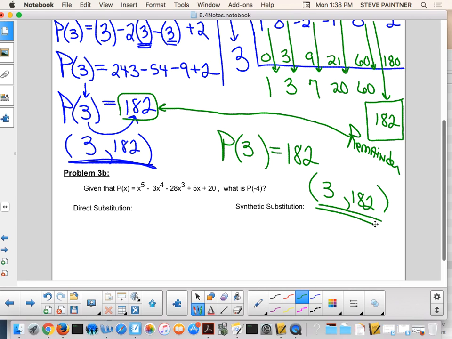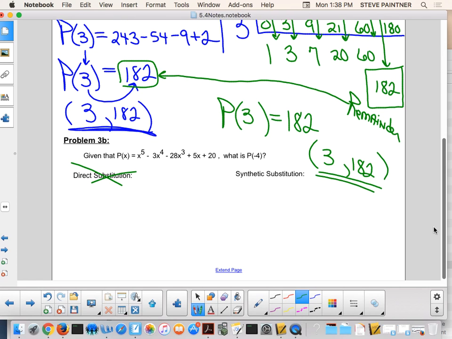Okay, this next one, guys, I don't want you to do this. I know you can take your calculator and work this out, but I don't want you to. Do the synthetic substitution method. Get the answer to this polynomial. When x is what? Negative 4, yep.